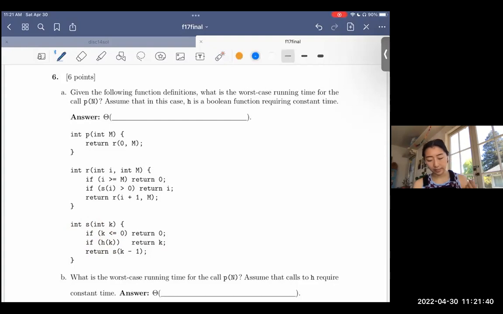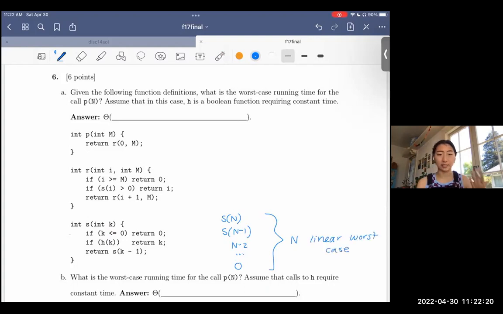What we're going to see is that we essentially just have K recursive calls, and each one takes constant time. Specifically, if we start with an input of size N, we're going to have a recursive call S of N, which takes constant time, then S of N minus 1, N minus 2, and so on, until we finally reach 0. Each of these takes only constant time. And so the total work done in S is going to be N work, or linear in the worst case. So we see S has a linear worst case.